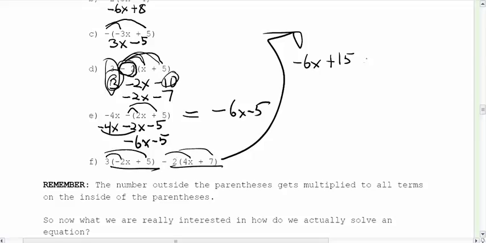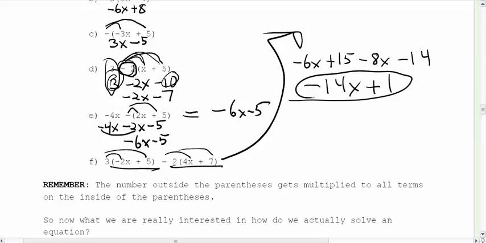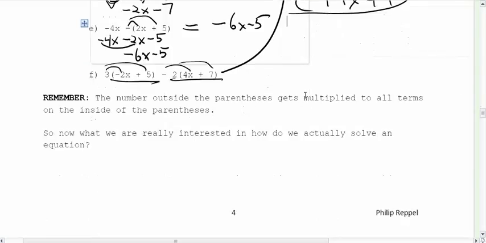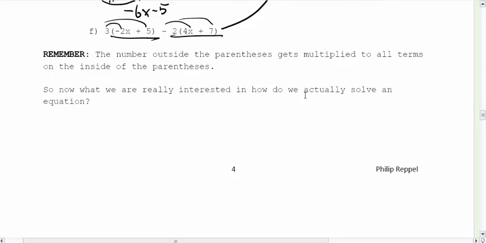Associate the sign with the number to the right. Minus 2 times a 4x is a minus 8x. Minus 2 times 7 is minus 14. Minus 6 minus 8 is minus 14x. 15 minus 14 is 1. I get minus 14x plus 1. Remember, the number outside the parentheses gets multiplied to all terms on the inside.